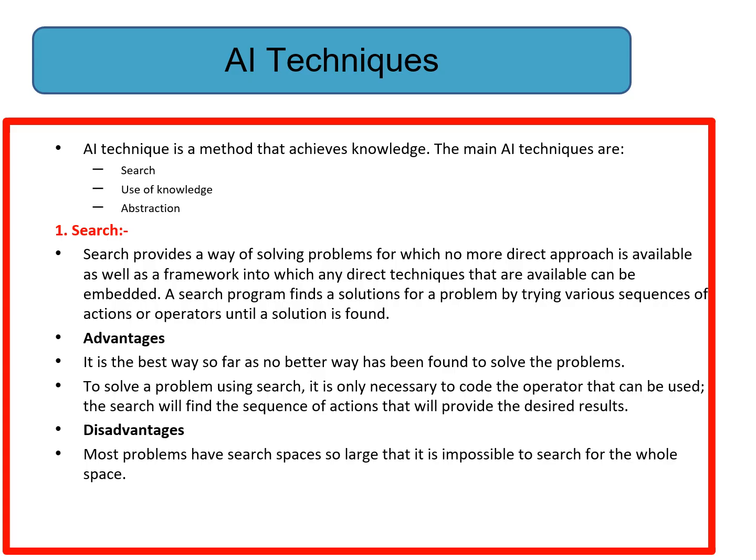So first we'll be going with search. Search is a technique used for finding a solution by exploring different possible actions until the goal is reached. When there is no direct method to solve a problem, AI systems use searching algorithms to examine the various possible ways and choose the best optimal solution for it.